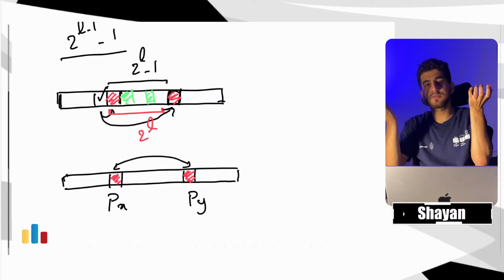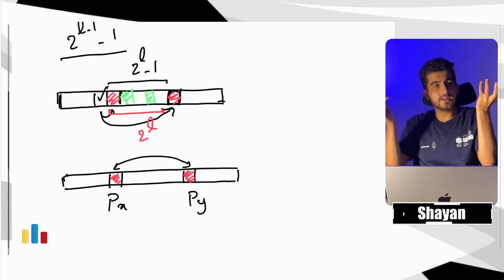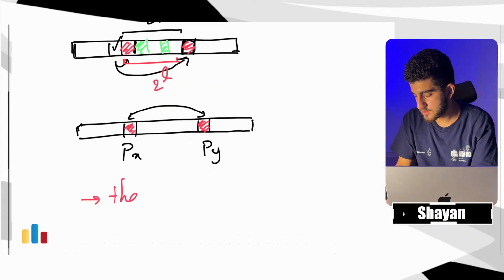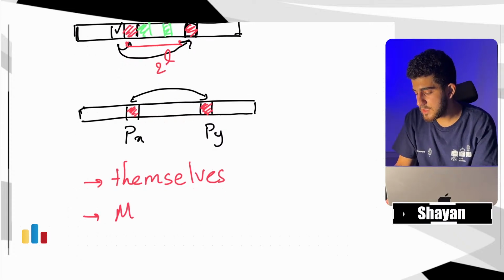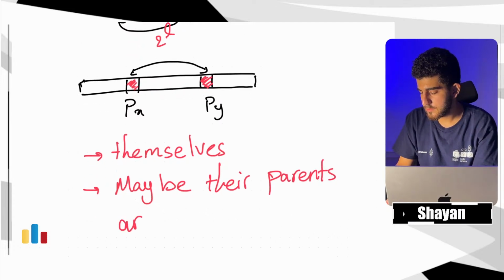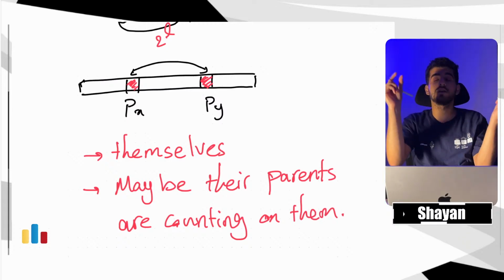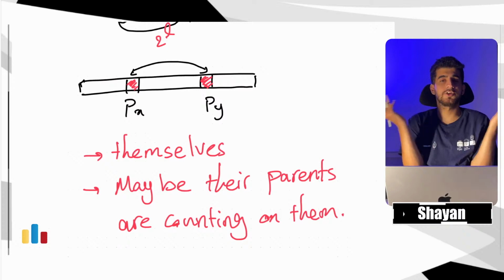I mean, they were in a correct position for their parents, and now that they are moving, their parent is losing them. So the point is that one is themselves, that I need to consider them again, and also that maybe their parents are counting on them. What do I mean? I mean that they were in the correct position for their parents, and now that they're moving, their parents will lose them and they're not okay anymore.